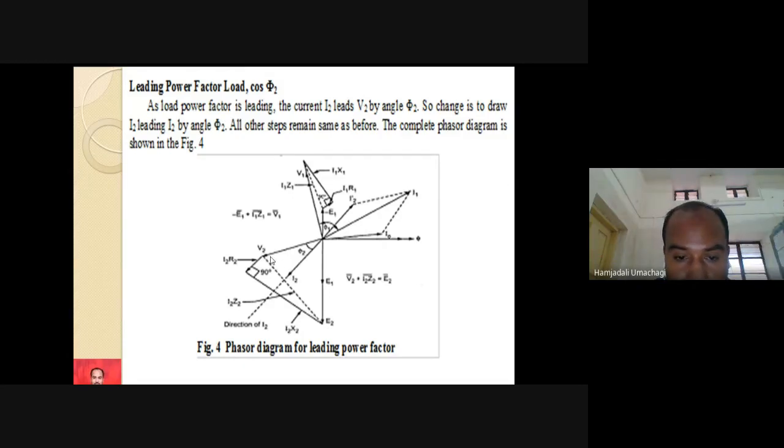The reason we are dealing with the V2 and I2 direction is that these are the only parameters flowing through the load. The load is connected on the secondary side. Yes or no? On the secondary side, there is a load terminal voltage V2 and there is a load current I2.